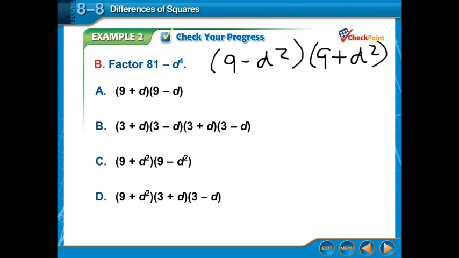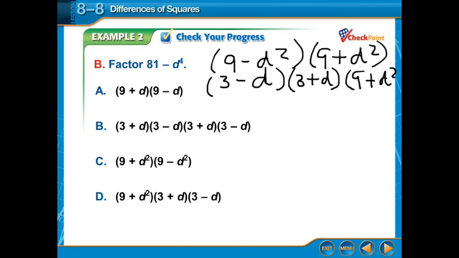The second one is not factorable again, but the first one is the difference of two squares. And I can factor it to 3 minus d, 3 plus d, and then I have to keep 9 plus d squared. And so that would easily give me an answer of d again. You can multiply in any order, commutative property of multiplication, so I know d is the correct answer.